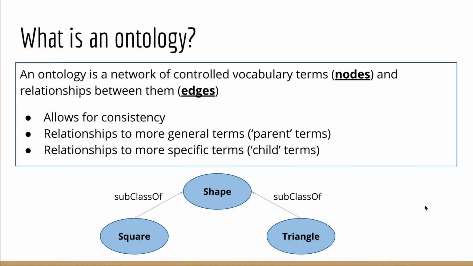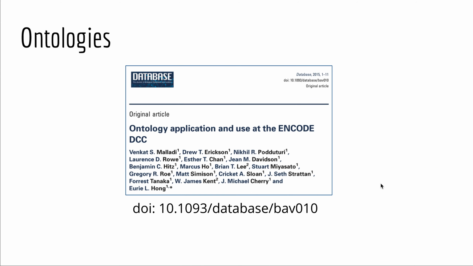Here is a very simple example of an ontology. You can see there is a more general parent term of shape and how the child terms square and triangle relate to that parent term. I won't go into too much detail in this presentation, but if you are interested in learning more specifics about how we use ontologies, please check out this paper that was published in Database.